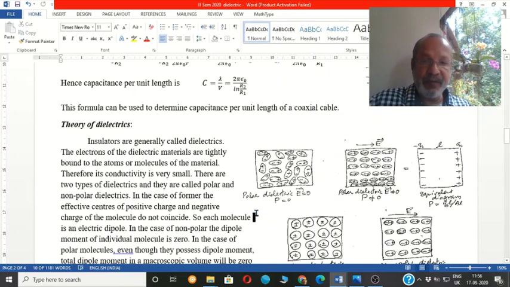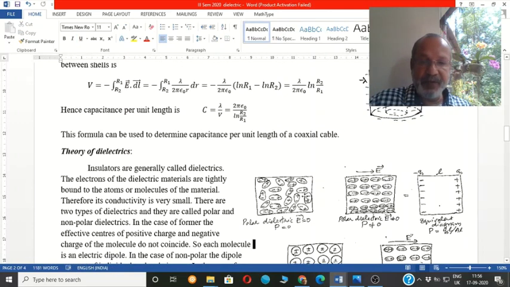In the case of polar molecules, in this diagram you can see, in the absence of any electric field, these dipoles are randomly oriented. All types of directions are possible. So the total dipole moment in any particular direction will be zero. We know that dipole moment is a vector quantity. It is directed from negative to positive. So if you consider the total dipole moment in any direction, it will be zero because of random orientation.